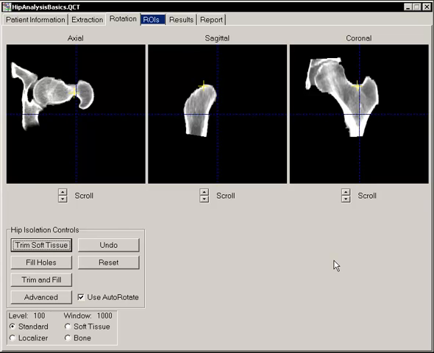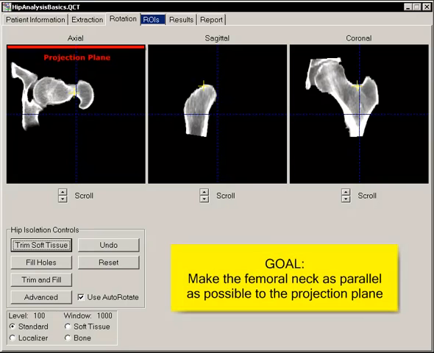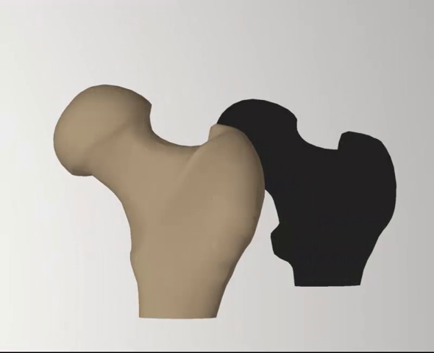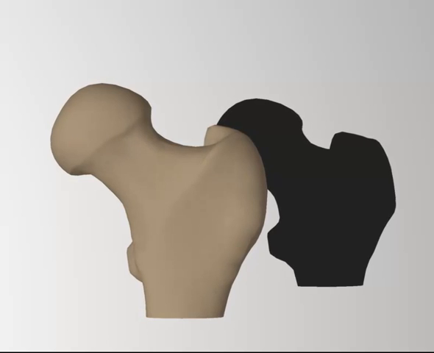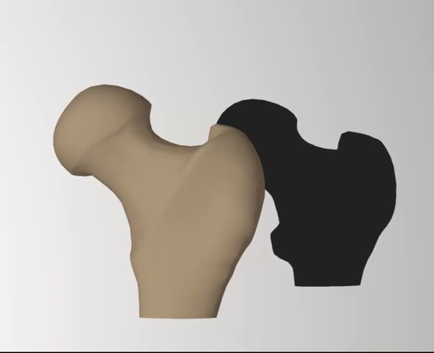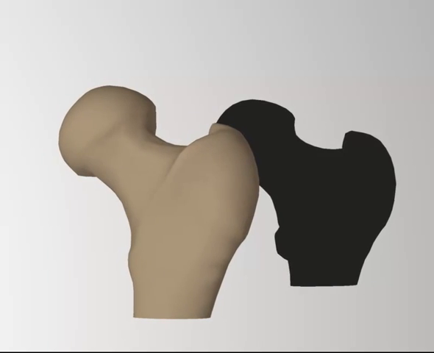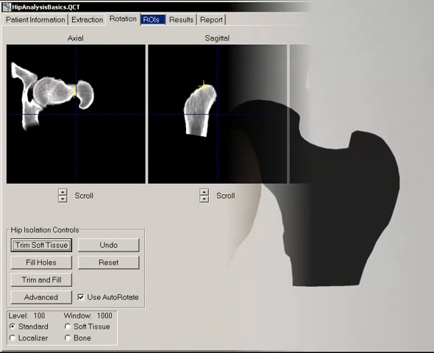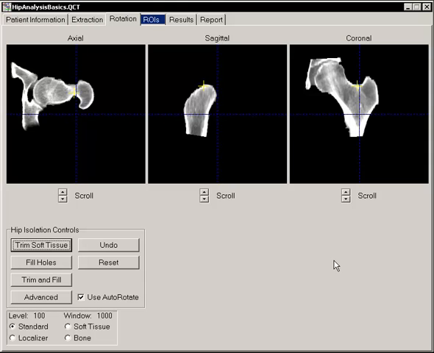Let's reiterate our goal for rotation: to make the femoral neck as parallel as possible to the projection plane. Let's use a shadow analogy to create a picture in your mind of what we want to accomplish. Imagine a shadow is cast by the femur. If you rotate the femur, the shadow changes accordingly, as seen in this example. Our goal is to rotate the femur until the neck casts the perfect shadow for a particular patient.